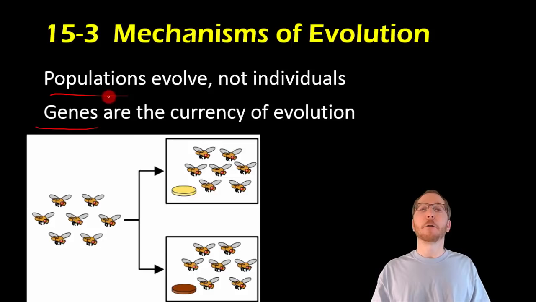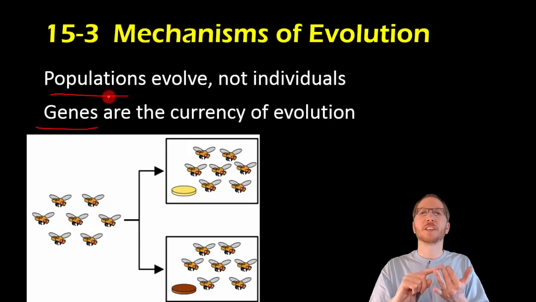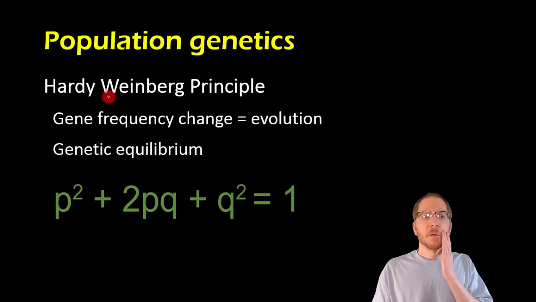Now, an individual can be selected, meaning an individual based on its genetic traits can be more likely to live and reproduce and therefore pass on its trait, making it more common in the future. But it cannot evolve. It's the offspring, the next generation being more like that individual that was selected, that is the evolution itself.